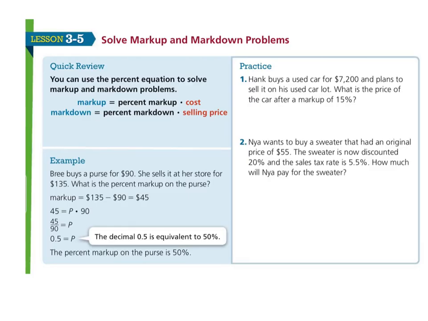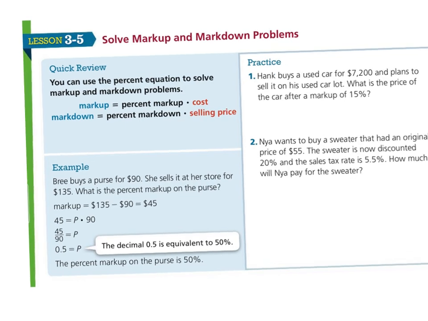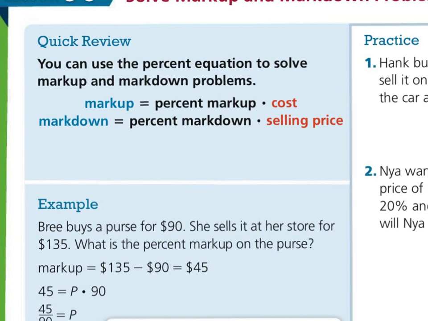Lesson 5 was on markup and markdown problems. There were 2 ways we talked about doing these problems. One way, like the book's showing, is you could find what the markup or markdown is if you multiply the percent as a decimal times whatever the number was we were starting with. On a markup, we'll add that to the amount. On a markdown, we'll subtract that from the amount.